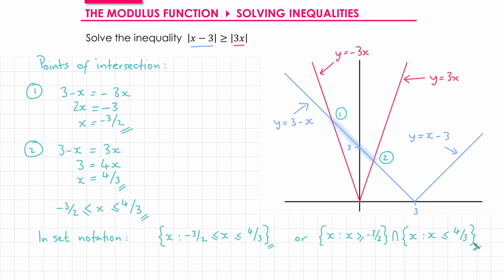Let's finally write it in interval notation. We have x is a member of the following interval. Square bracket indicates that minus 3 over 2 can be included, comma, 4/3, and then another square bracket on the other side because it can be equal to 4/3.